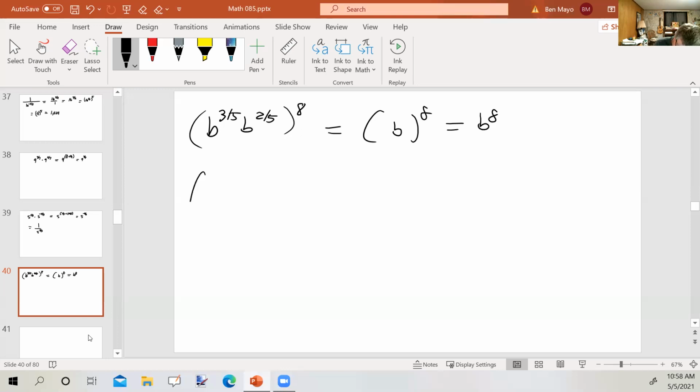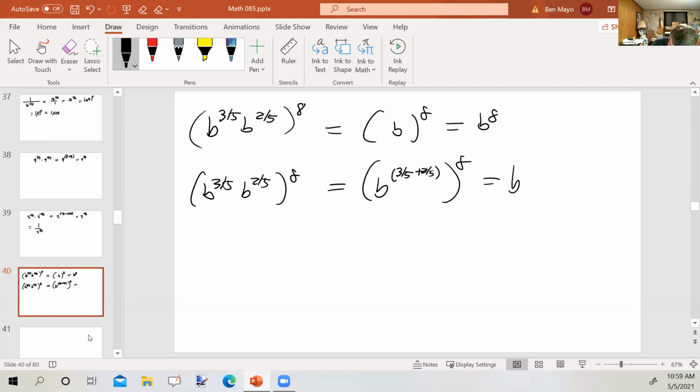Let's go through that again. B to the 3/5 times b to the 2/5 all to the 8th power. That would be b to the 3/5 plus 2/5 to the 8th, which is b to the 5/5 to the 8th, which is b to the 1 to the 8th, which is b to the 8th. Okay, that's just writing out all the little steps that I verbalized before.